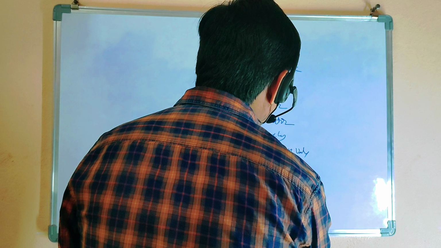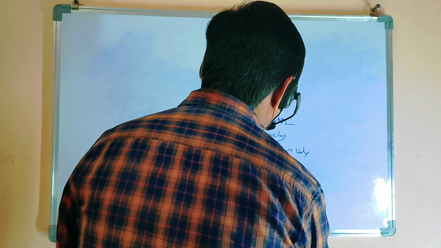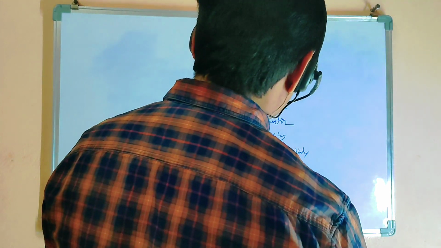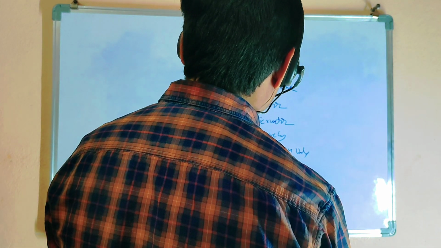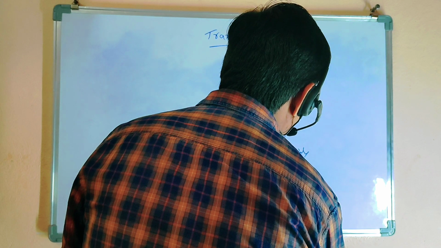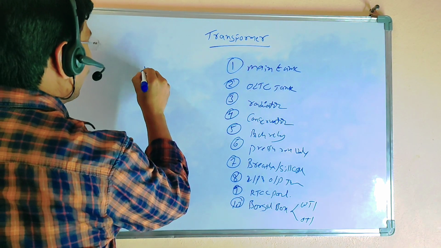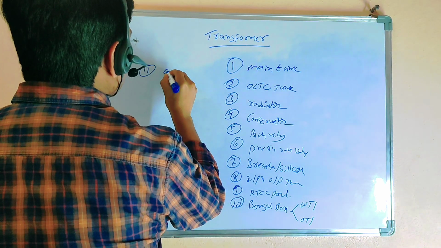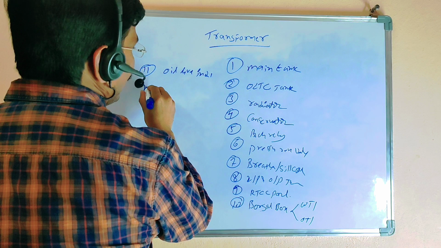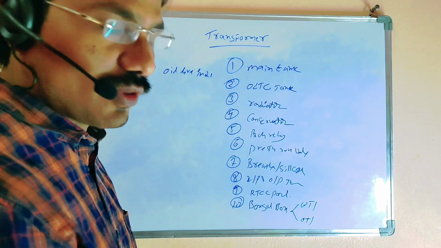Eighth one is input and output terminals, ninth one is the RTCC panel, tenth one is the Marshalling box. This box contains WTI and OTI, and one more indication is there, oil level indications. These are the main parts of the outside of the transformer. One by one we are discussing.